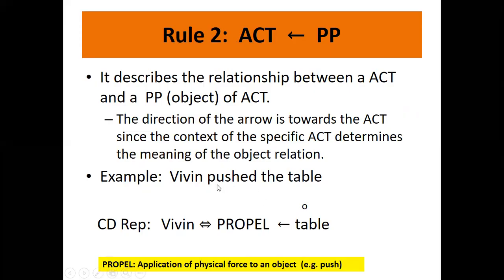So Vivin pushes the table. What was the act carried out? Pushing it, right? And on what was the act carried out? It was carried out on an object, the table, and was carried out by a picture producer, Vivin, right? So you use propel as a primitive act to represent this, and O is the object, the table. Why propel? Because a physical force is applied on an object.